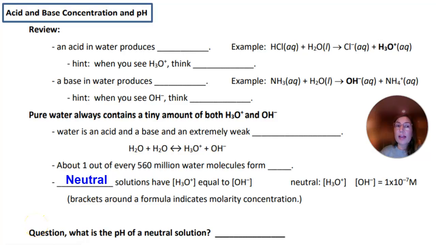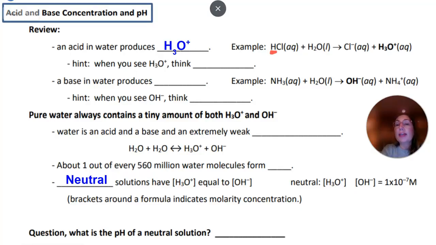This video is on acid and base concentration and pH. So to review, an acid in water produces H3O+, or the hydronium ion. An example looks like this. HCl, which is aqueous or dissolved in water, plus water produces Cl- or chloride ions that are aqueous and H3O+.